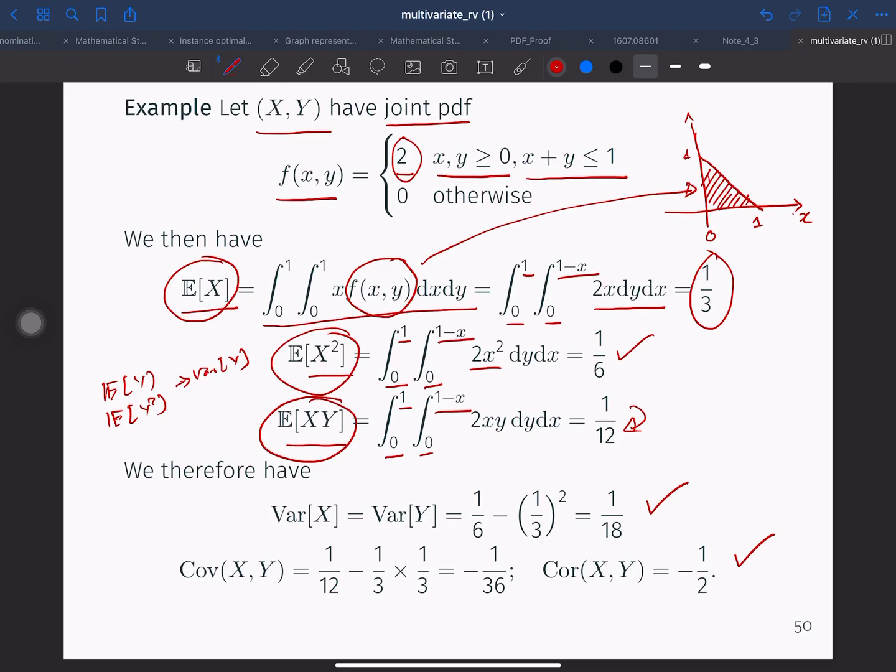So to compute the covariance, you may need only, say, 3 calculations. But to compute the correlation, you may need 5 calculations, which could be quite tedious and boring. But in any case, we see that the covariance between x and y is minus 1 over 36, and the correlation is minus 1/2.